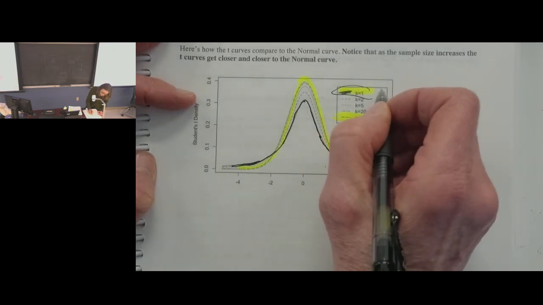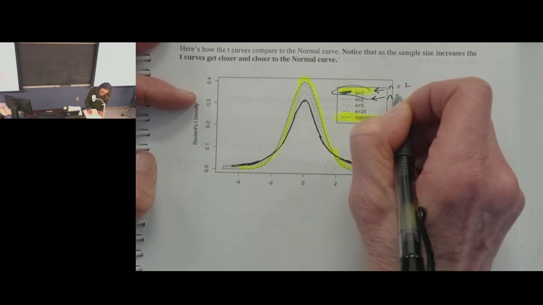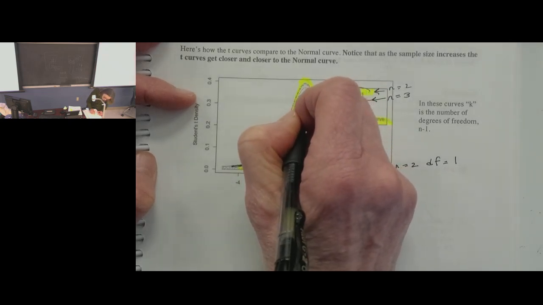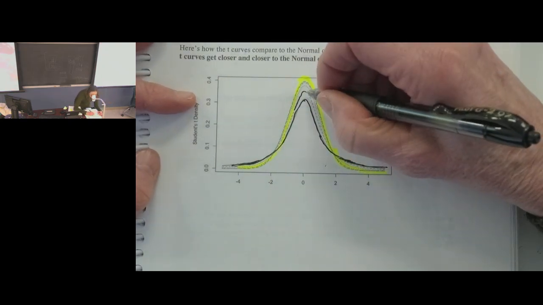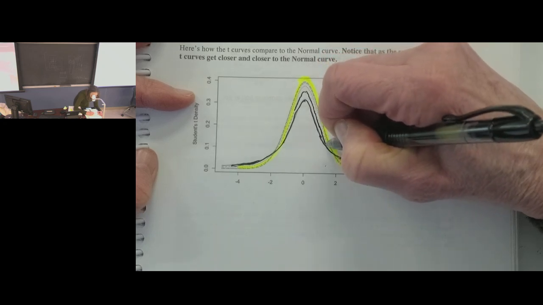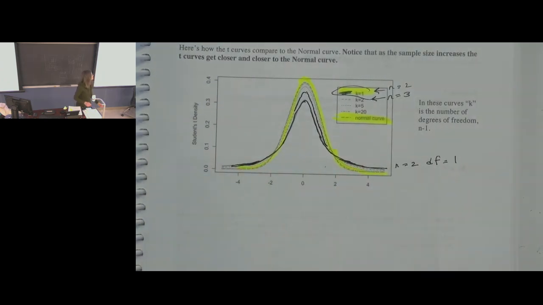This right here is n equals 2. This one is n equals 3. We can draw that one. You can see it. That's this one. It's higher in the middle. It's getting closer to normal. And it goes down, and I can't draw it, but it's not quite as fat. Okay?